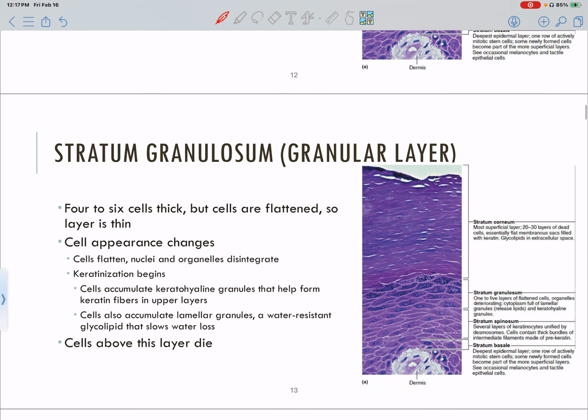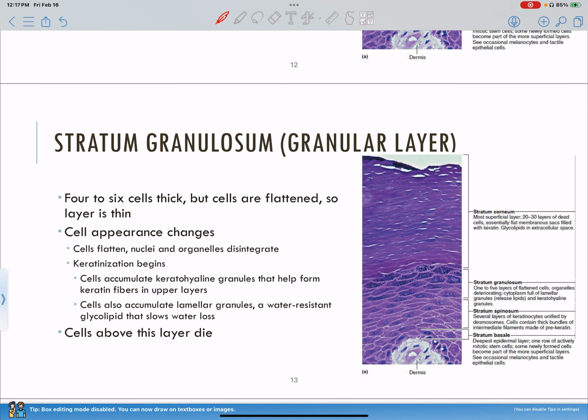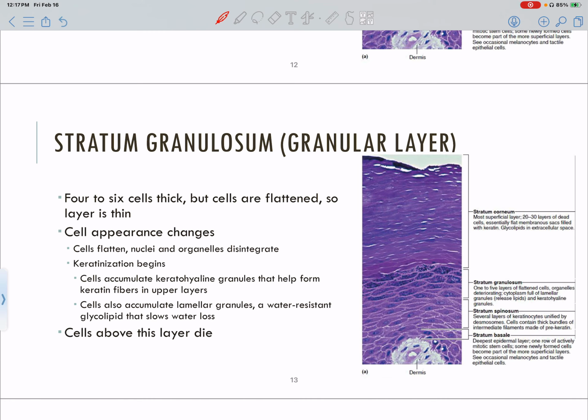The third layer, if we're going again more superficial, is the stratum granulosum, or the granular layer. It's about 4 to 6 layers or cells thick. Most of them are flattened and thin. We can see some differences in this layer. This is the layer that I told you to identify in stratified squamous so that you can tell whether or not it's keratinized or not keratinized. If it's keratinized, you can see this granular layer really well.